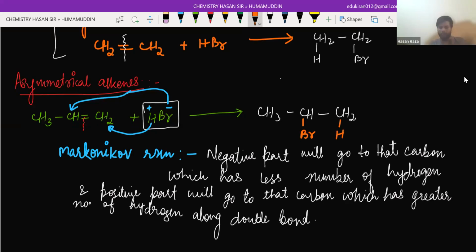So it's very simple. Whenever you are going to do the reaction, you should first recognize the reaction. Like if any alkene is given to you with HBr or HX with no peroxide or nothing, then it is Markovnikov, and you can apply this negative to the lesser number of hydrogen and positive to the greater number of hydrogen.